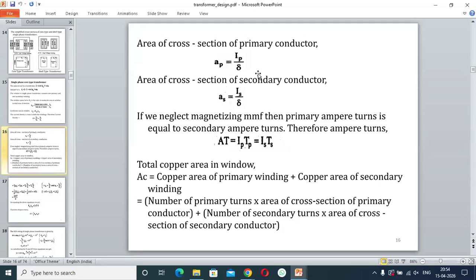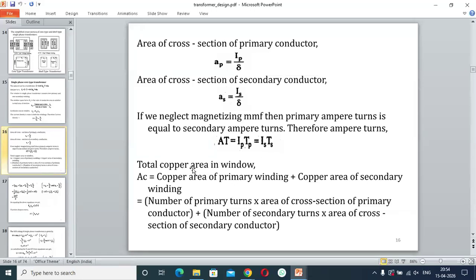So the area of the cross section of the primary conductor AP will become IP upon delta, and the area of the cross section of the secondary conductor AS is equal to IS upon delta. If we neglect the magnetizing EMF, then primary ampere turns are equal to the secondary ampere turns, IPTP equivalent to ISTS.